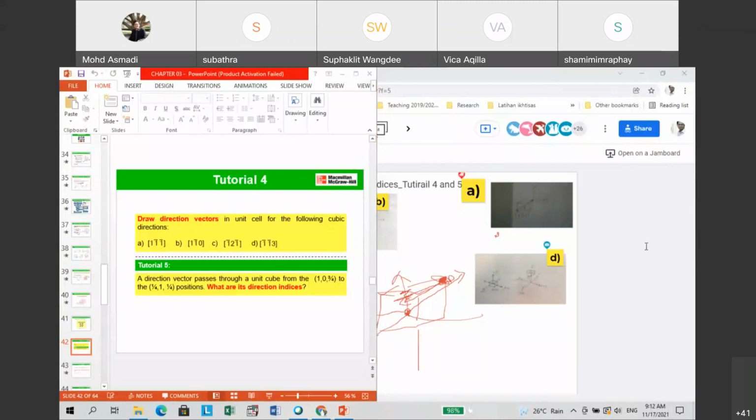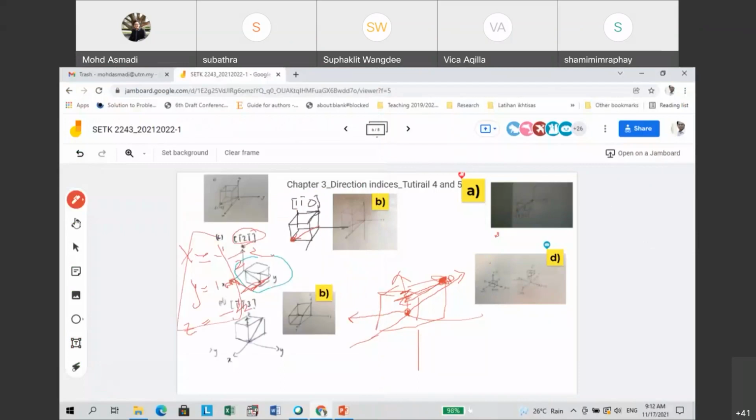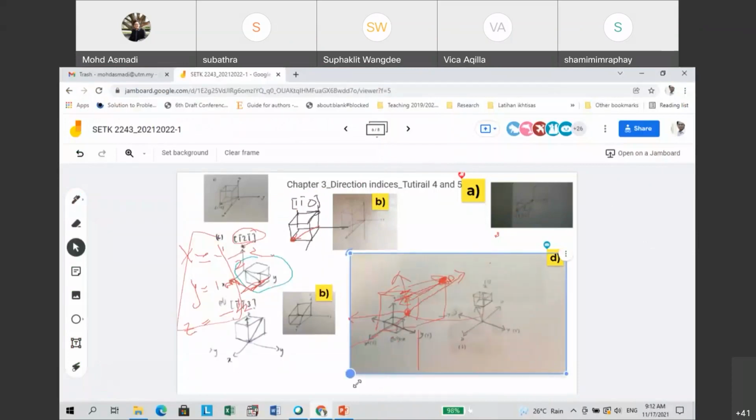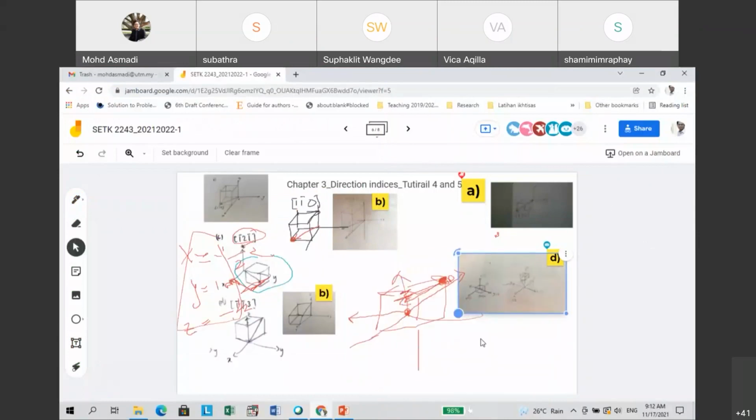Question D. You have to label this one in the bracket. Once you finish, you draw the cube. Once you draw the cube, you label. At the end, you have to label like this one. What is it? You have to label.